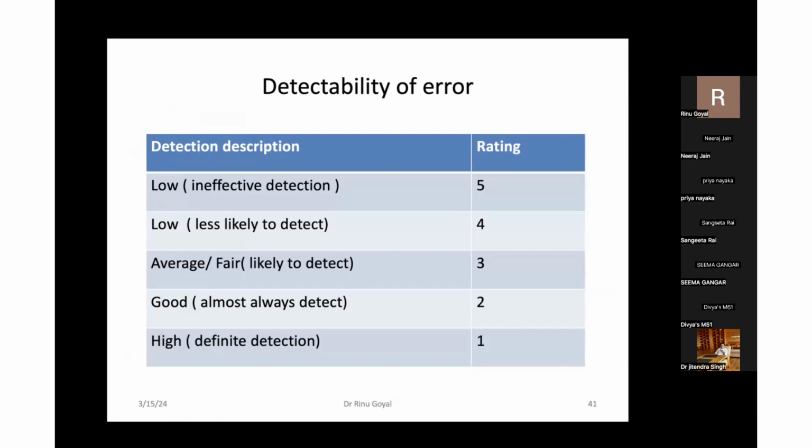Again, if a scale is given from 1 to 5, we can use it, or a 1 to 10 scale also. Both ways can be used, but here we will just focus on this. So we say low, ineffective detection. See, when it is low, the rating is highest, 5. Again, less likely to detect is 4. Average or fair is 3. Good detectability is 2. And highest detectability is 1.